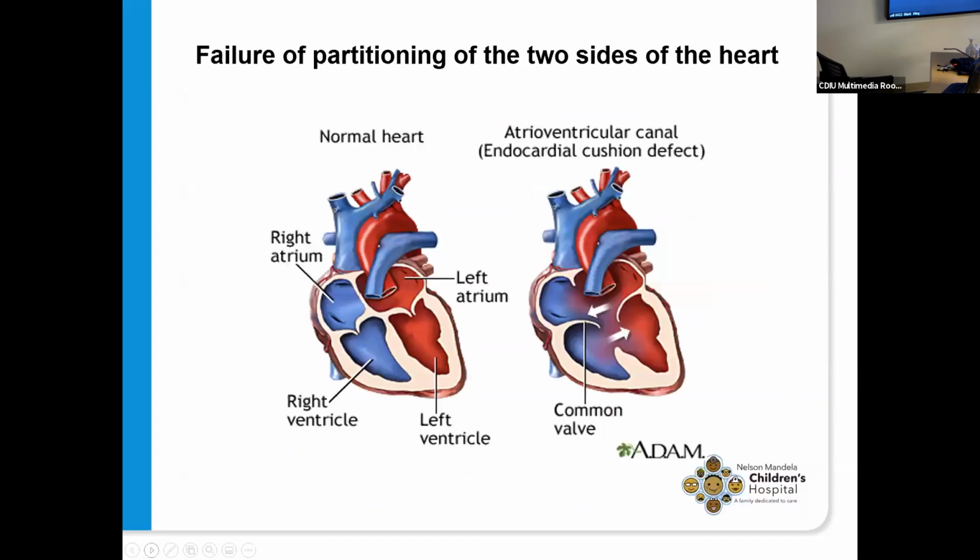And then on this slide, we are saying that there is failure of partitioning of the two sides of the heart. Here you are seeing the normal heart that shows you the normal development of the septum, the right ventricle, the left ventricle, the right atrium, and the valves that are involved. While on your right, you're seeing the atrioventricular canal, which we said is the endocardial cushion defect. And you can see that the blood is actually shunting between the left and the right for both the atria and the ventricles.